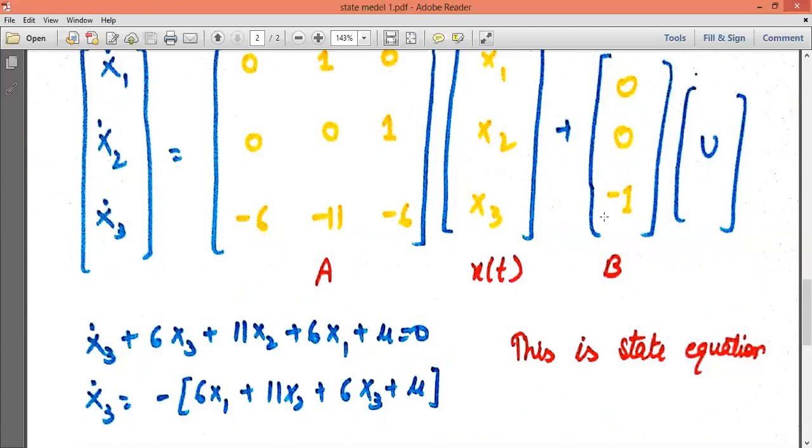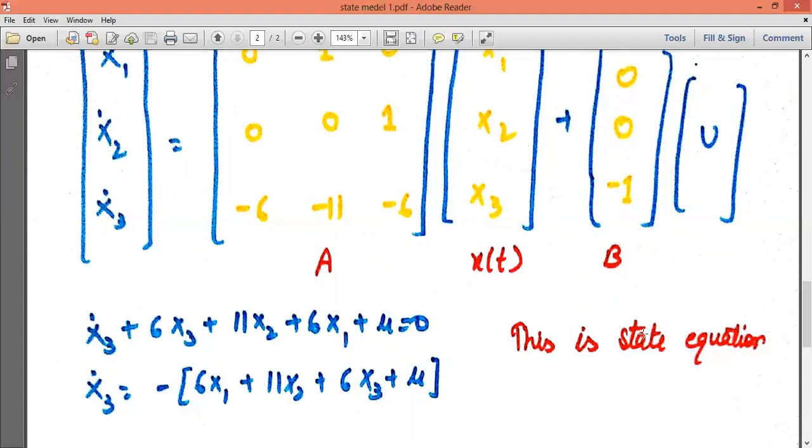In a similar way we will find B. How do we find the B matrix? In the x1 dot equation we have only x2, and no constant, so it is 0. Similarly, in the x2 dot equation we have only x3, and no constant, so it is 0. Now see the x3 dot equation: here u has a constant of minus 1, so minus 1 is represented here. So this becomes the B matrix, and the total becomes the state equation.